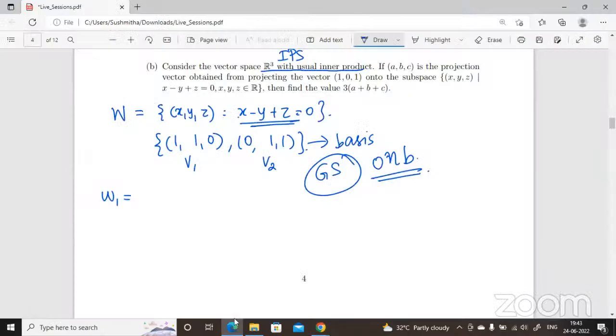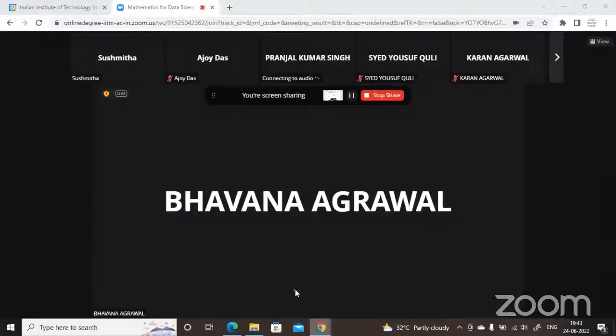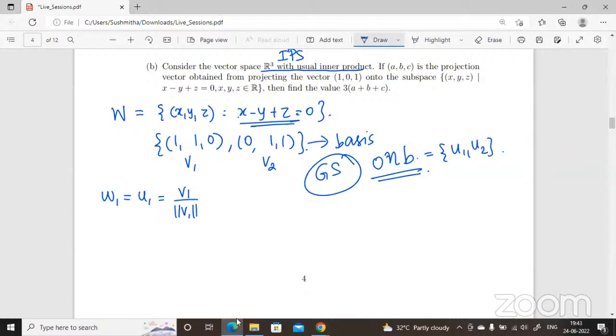Yeah. So the first step is you have V1, V2. I want to convert it into an orthonormal basis U1, U2. So W1 is equal to V1, and U1 is W1 by norm V1. So this is 1 by root 2, 1 by root 2, 0.